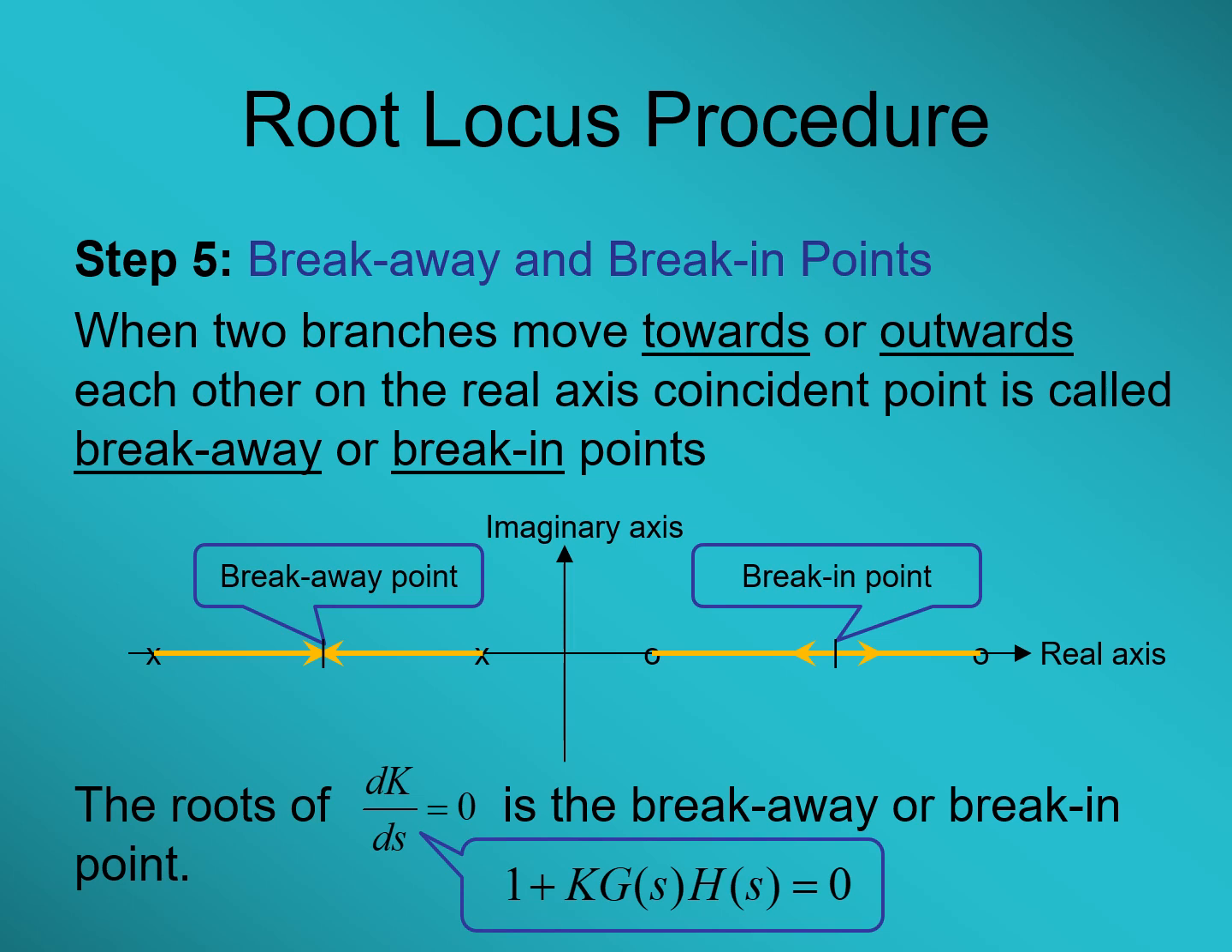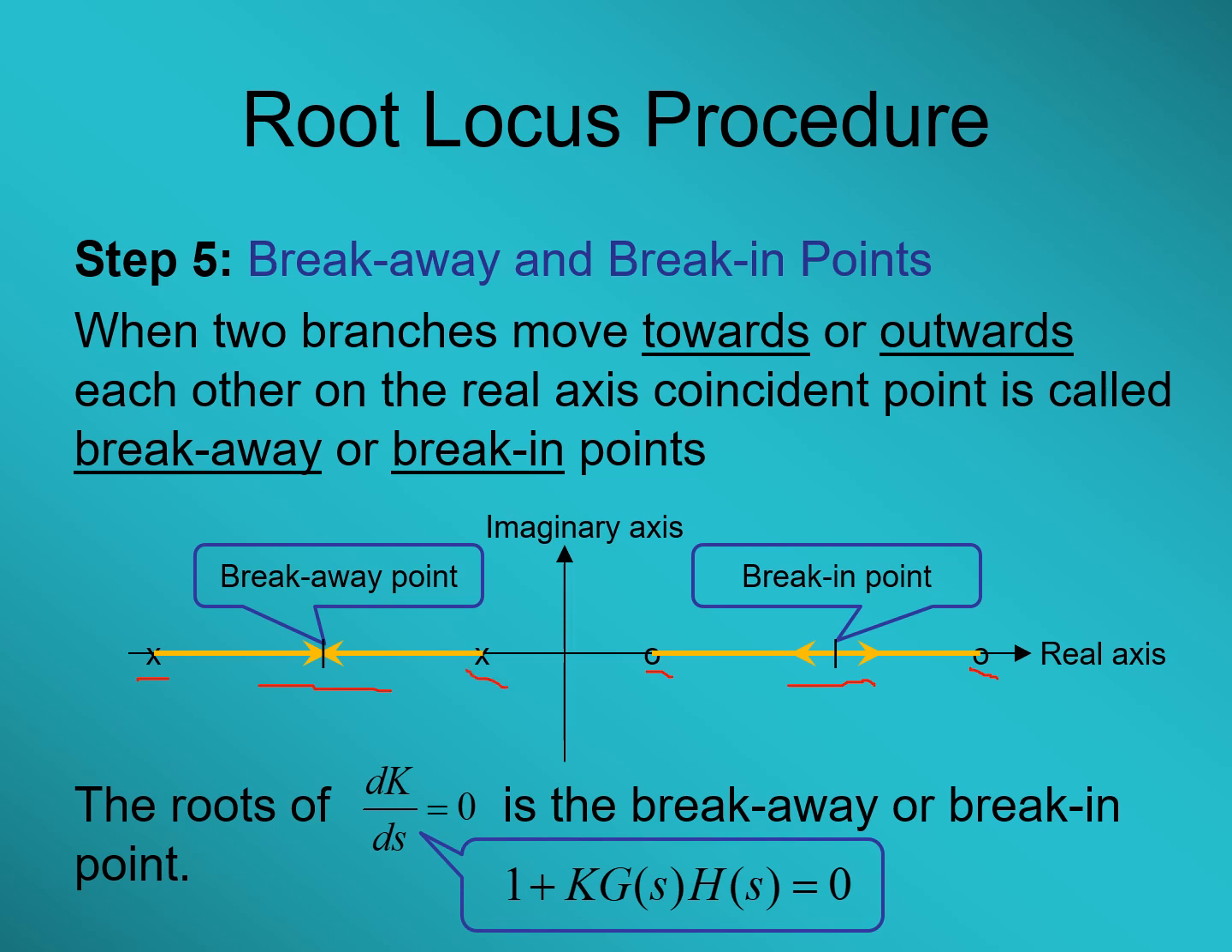Step number 5 is the breakaway and break-in points. When two branches move towards or away from each other on the real axis, the coincident point is called a breakaway or break-in point. This is shown in these figures. On the left side of the s-plane, we have an example of a breakaway point. On the right side, we have an example of a break-in point. Normally break-in happens when we have 2 zeros on the real axis. Breakaway happens when we have 2 poles on the real axis.